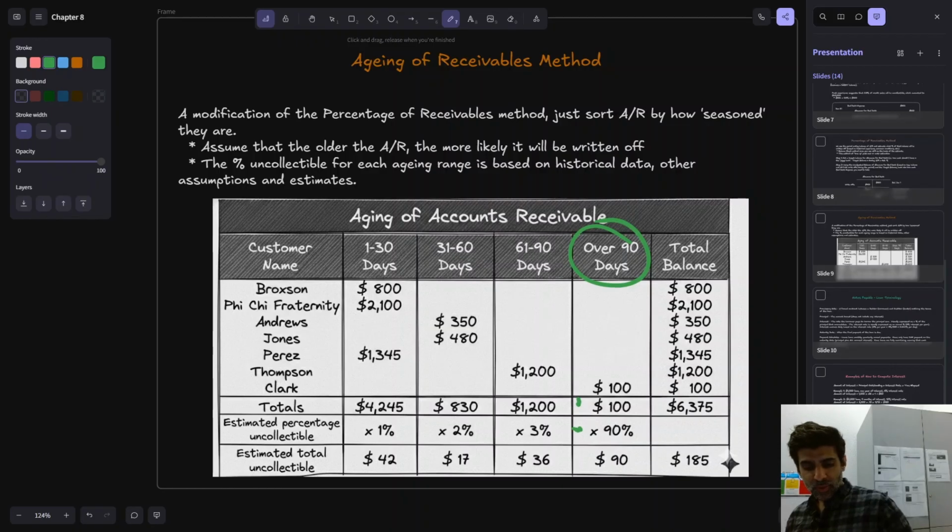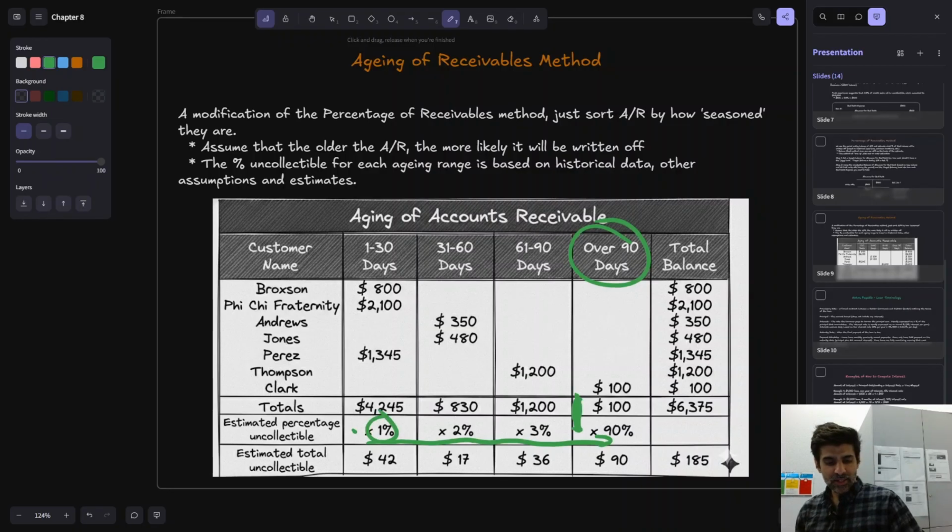So you can see here that the weighting is going to be kind of backloaded. As these get older, you're going to have a higher percentage of uncollectability. This is a more accurate way of doing this, because you're doing a more common sense approach and looking at the details of your account receivable and doing a risk weighting. The older ones are riskier than the newer ones, and you can see that reflected here.